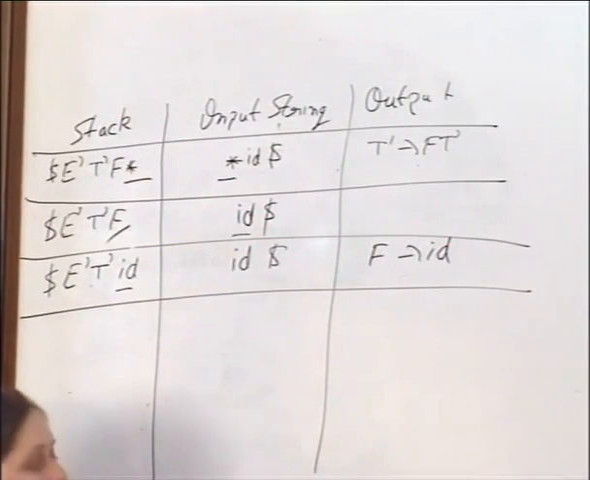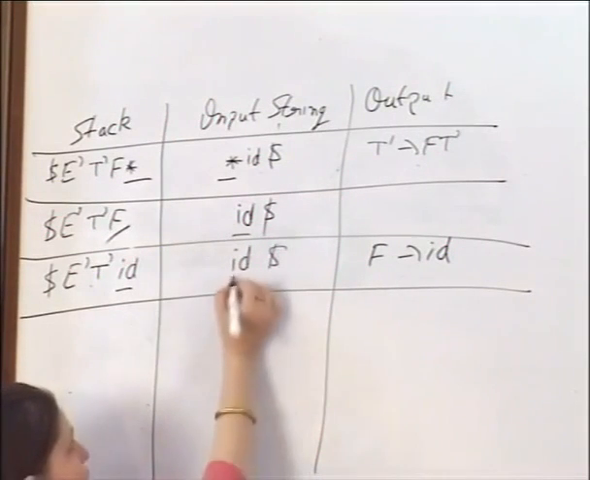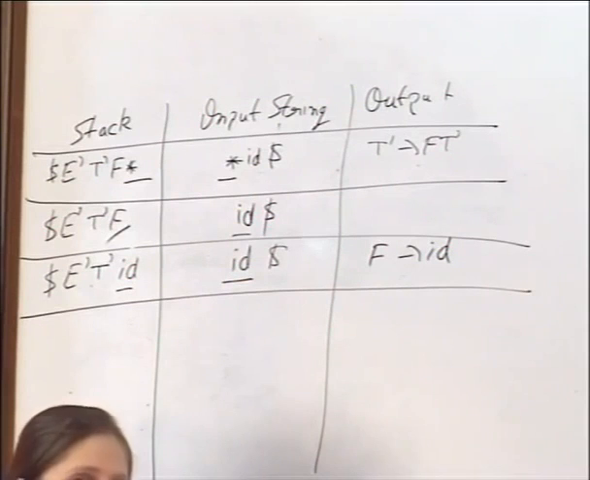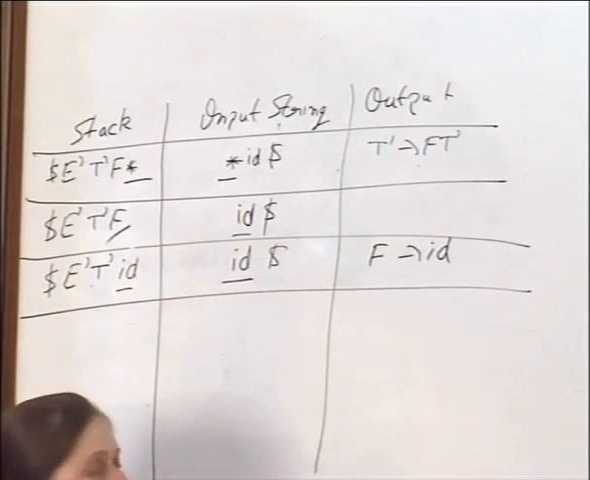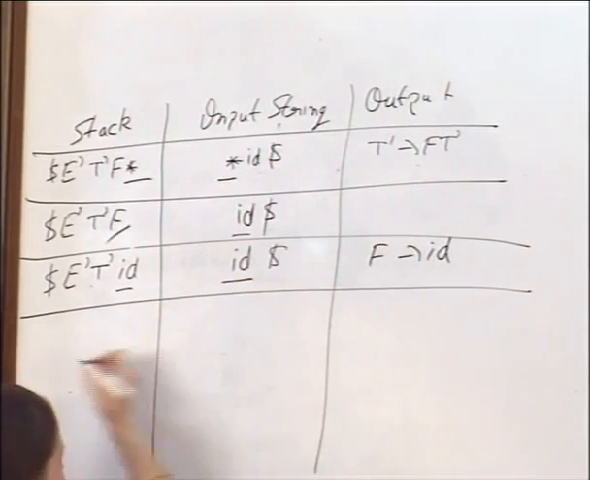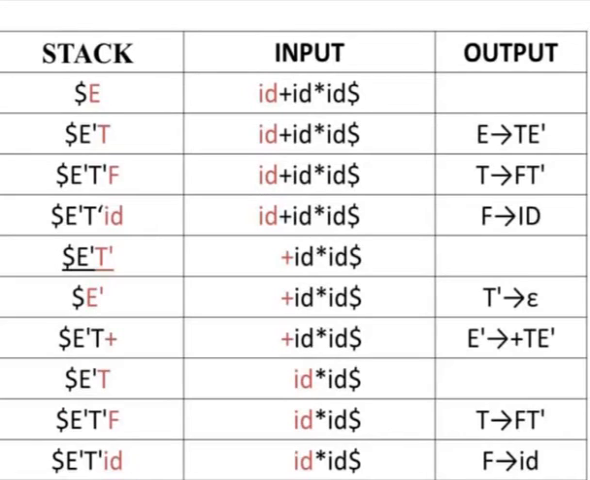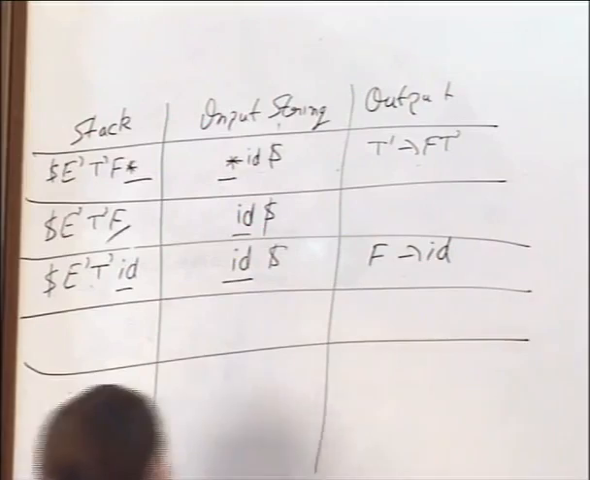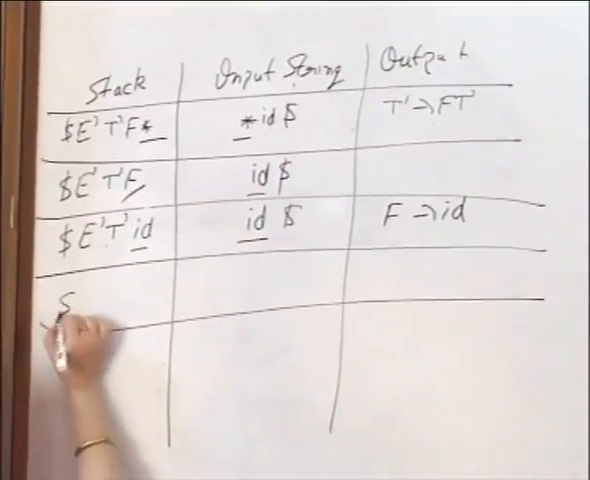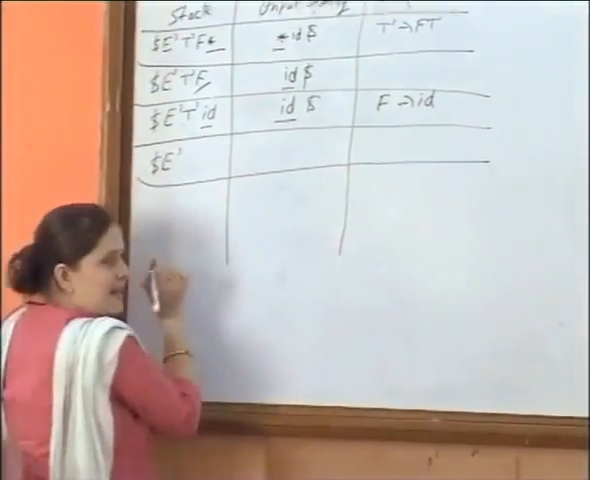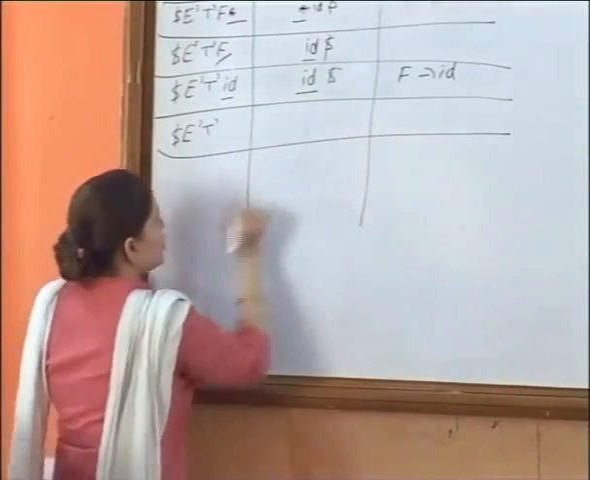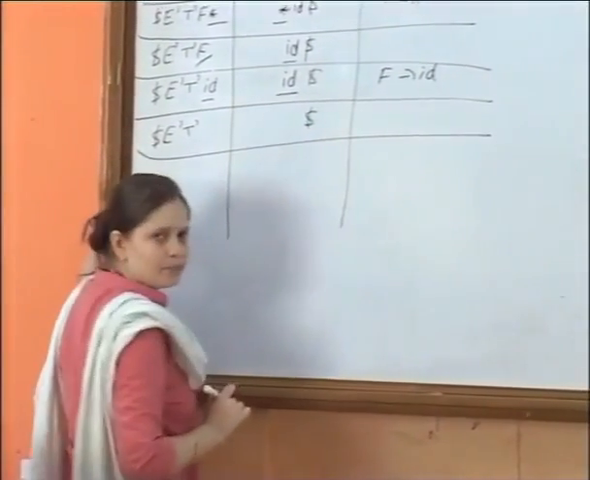Now the value at the top of the stack is again a terminal symbol and the input character is again a terminal symbol. They both match as identifier, pop both of them out. Now we have the stack value as dollar E dash, T dash and here dollar.